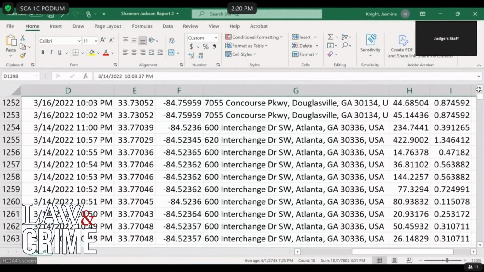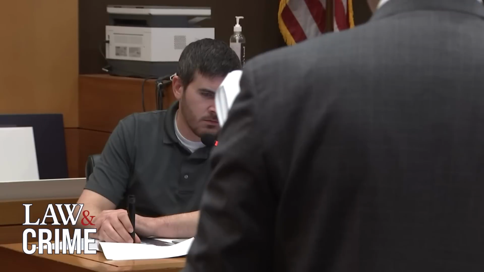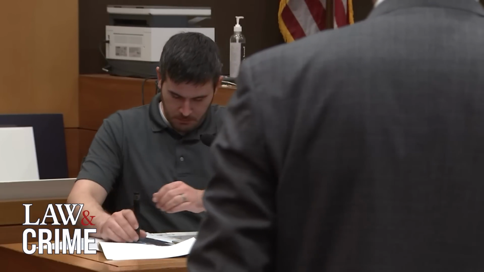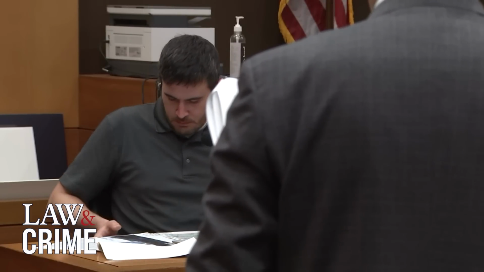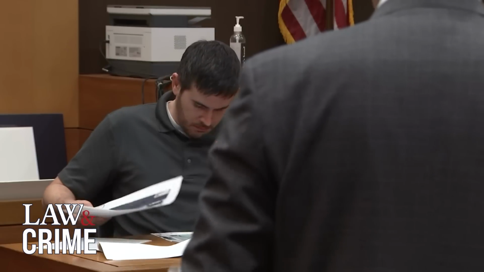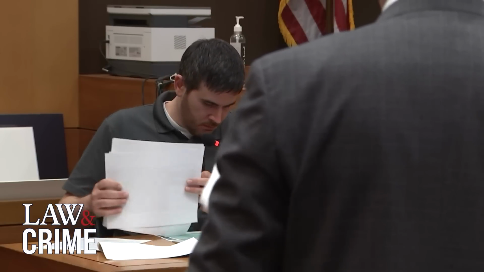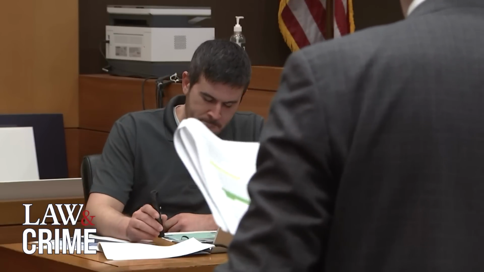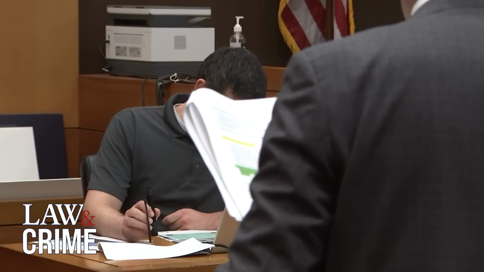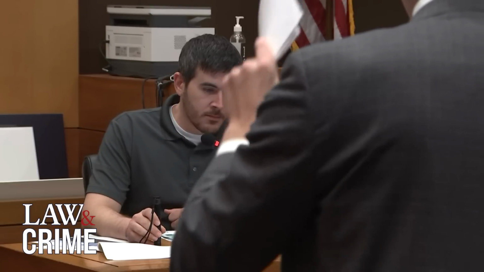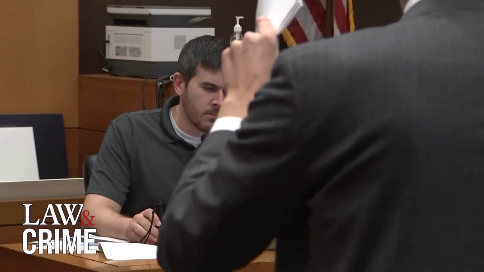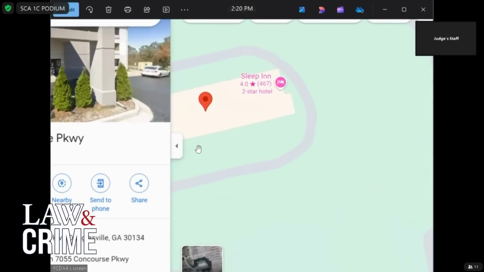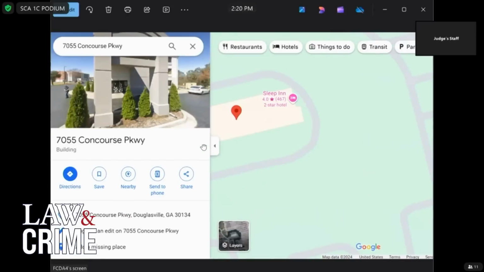Now, I am going to publish 397 Victor Victor India. And if you want to get ahead of me, you can, Mr. Bailey, because you have the hard copies, but it should also come up on the screen. Is this the address that comes up for that 7055 Concourse Parkway? Yes, sir. It appears to be a hotel.